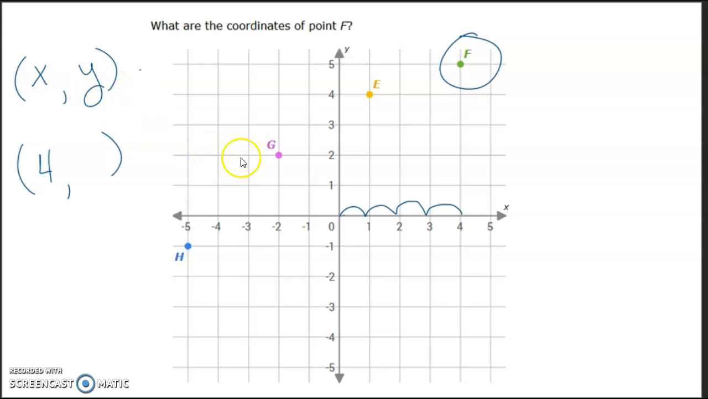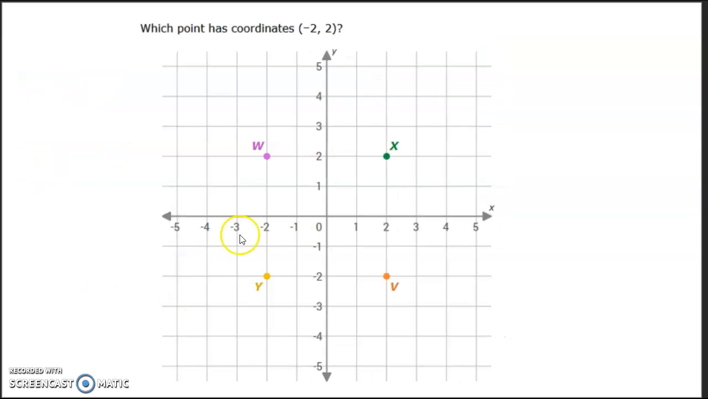My Y value is how many did I go up or down, or where is it on the Y axis? So I went up 1, 2, 3, 4, and 5. So it's where Y is 5. So that's your coordinate point. All right, let's do this one.